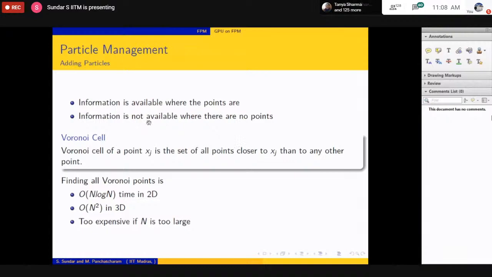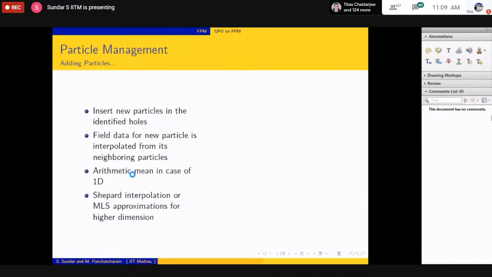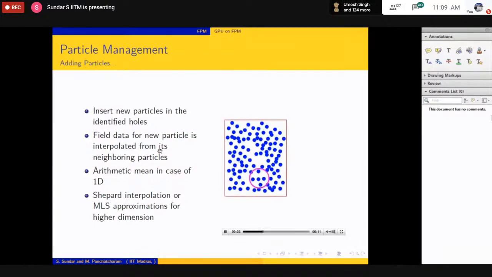So we do it with the Voronoi cell. The Voronoi cell of a point Xj is the set of all points closer to Xj than to any other point. What we do here is insert new particles in identified holes. Field data for new particles is interpolated from neighboring particles: arithmetic mean in the case of a one-dimensional problem, and Shepard interpolation and moving least squares approximation for higher dimensional problems.